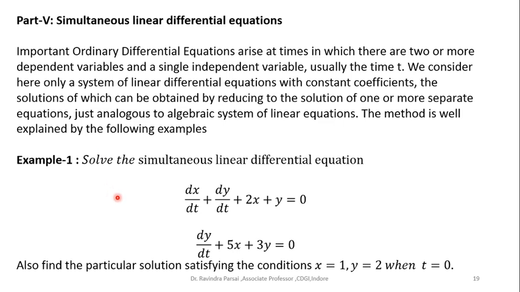So this is the example here. Solve the simultaneous linear differential equations dx by dt plus dy by dt plus 2x plus y equal to 0, and the second one is dy by dt plus 5x plus 3y equal to 0. Also find the particular solution by satisfying the initial conditions x equal to 1 and y equal to 2 when t equal to 0.